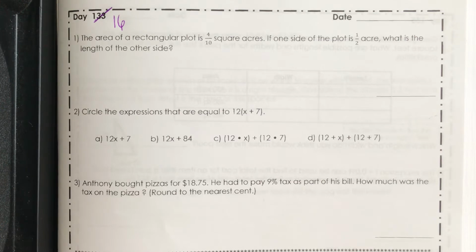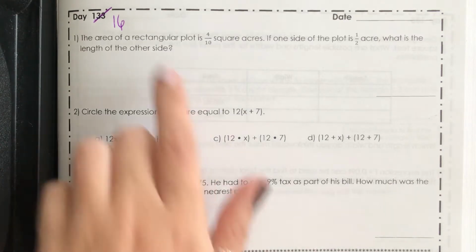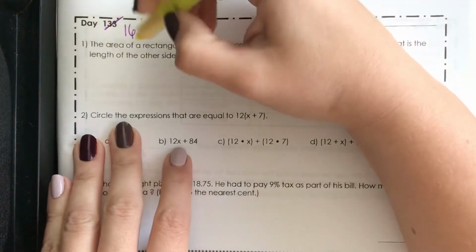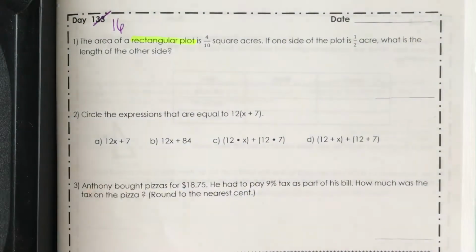All right, number one, the area of a rectangular plot is 4/10 square acres. If one side of the plot is half an acre, what is the length of the other side? So a way to figure out this problem is to ask yourself, how do I find the area of a plot that is rectangular? That's an important part of this problem here.